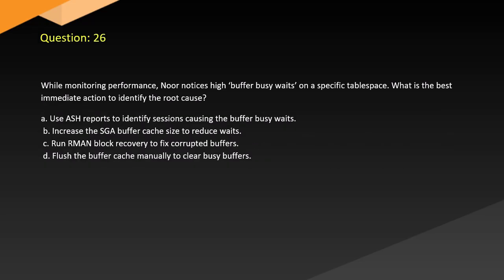Question 26. While monitoring performance, Nora notices high buffer busy waits on a specific tablespace. What is the best immediate action to identify the root cause? A. Use ASH reports to identify sessions causing the buffer busy waits. B. Increase the SGA buffer cache size to reduce waits. C. Run RMAN block recovery to fix corrupted buffers. D. Flush the buffer cache manually to clear busy buffers.